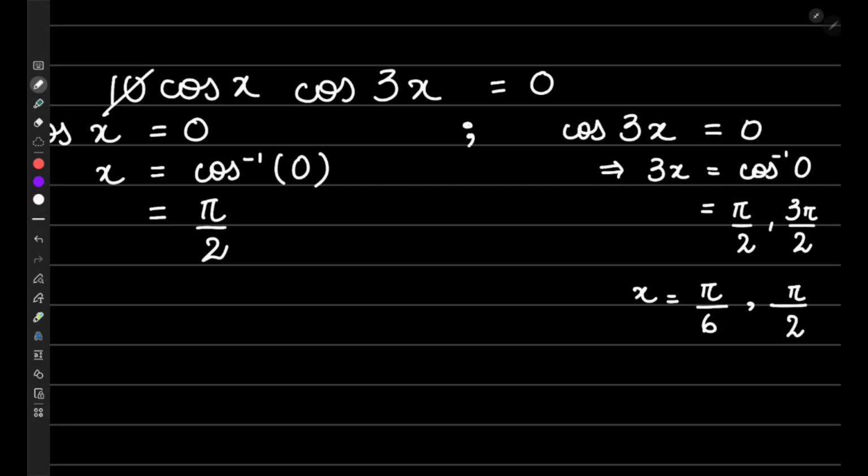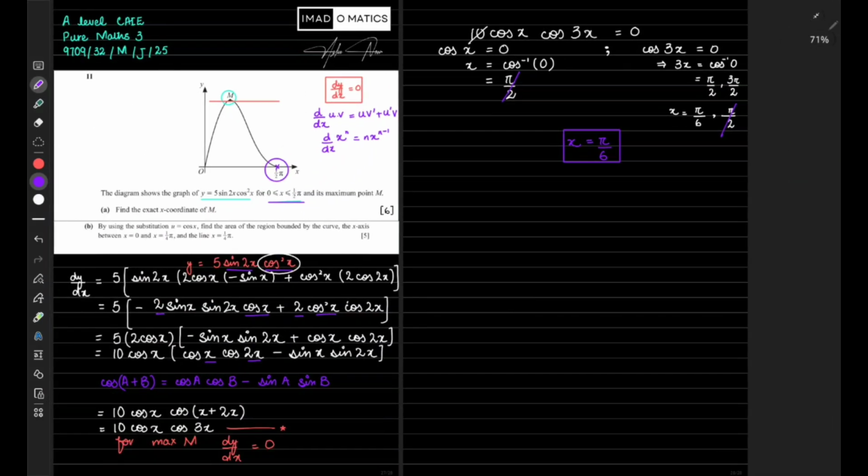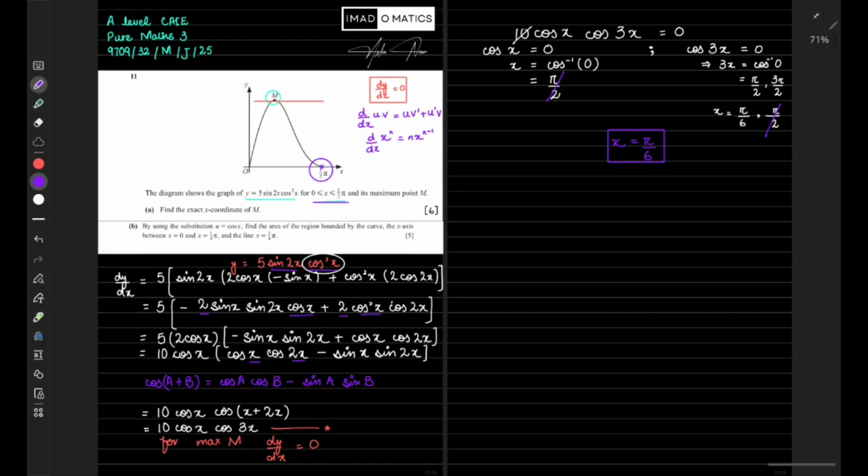So which solution is best suited? It is again giving you pi by 2, so you will ignore that. The actual solution will be x equals pi over 6, where you get the maximum point. So this is the whole working for question 11a. Okay, now we have to do part B.